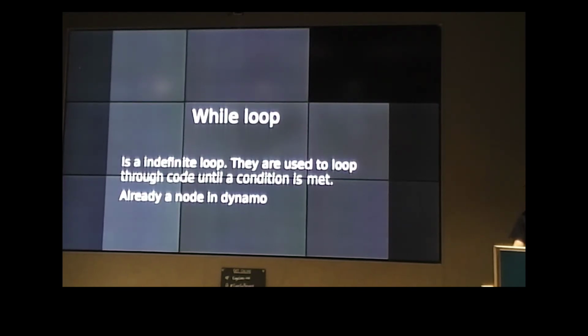So a while loop is a classic indefinite loop. They're used to loop until a condition is met. There's already a node in Dynamo that illustrates this. In this very basic example, it's not doing an awful amount, but it takes the number 1 as the initial count, and we can use the continue-while to say, okay, keep doing something, which is in the loop body, while a certain condition is met.